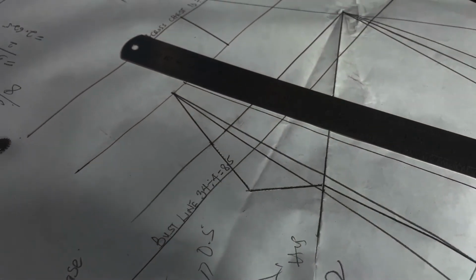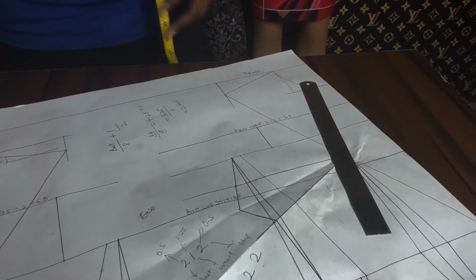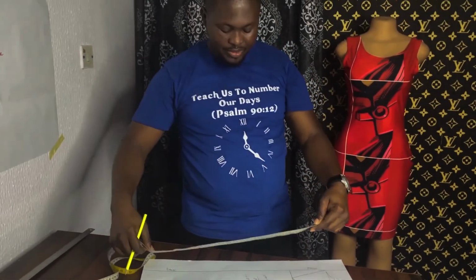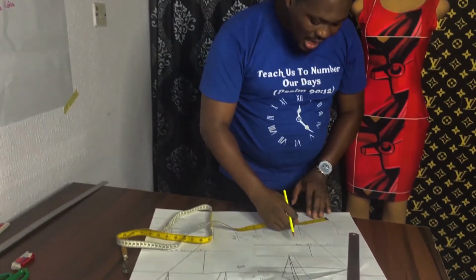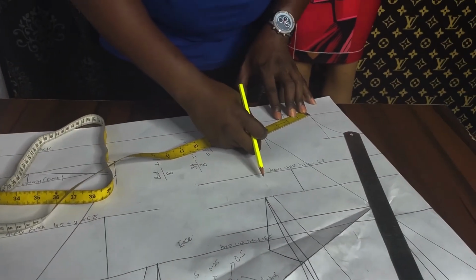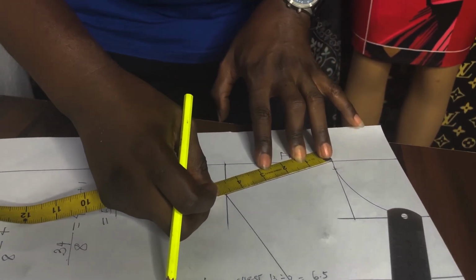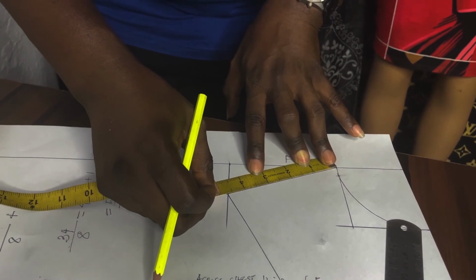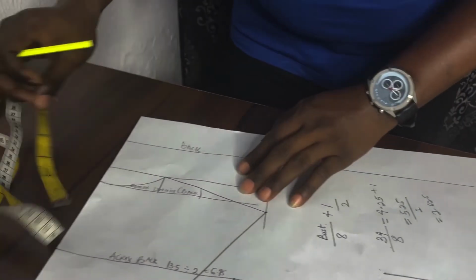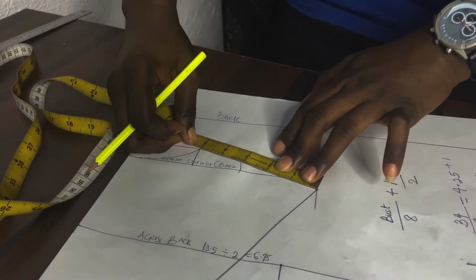And voila, here we have our bust dart here. Now, we are almost done with this drafting. What we do next is that we measure our front shoulder slope. We'll measure our front shoulder, and here we are having about 4.75. Here we are having about 5.